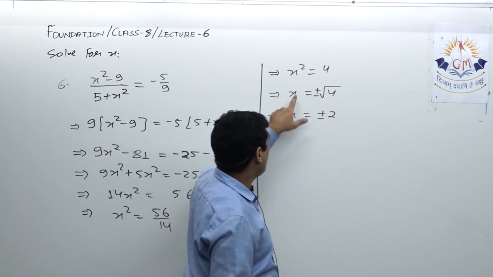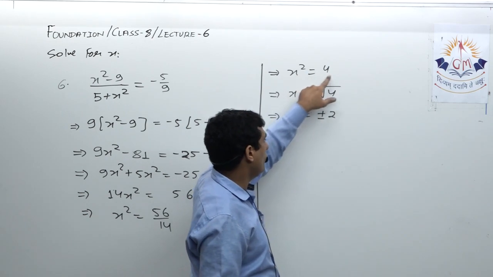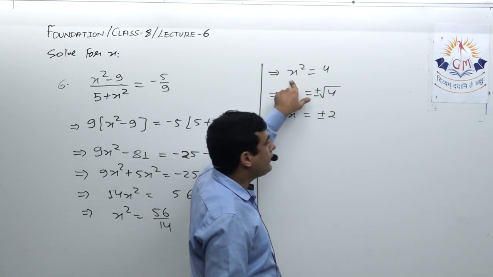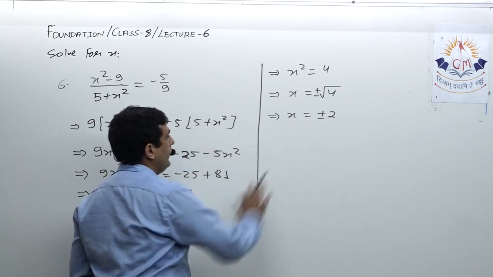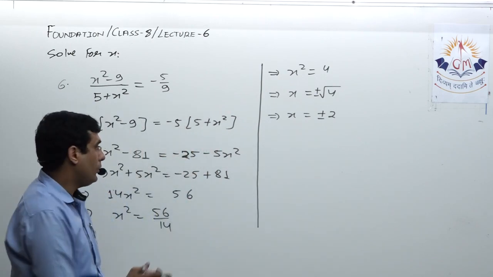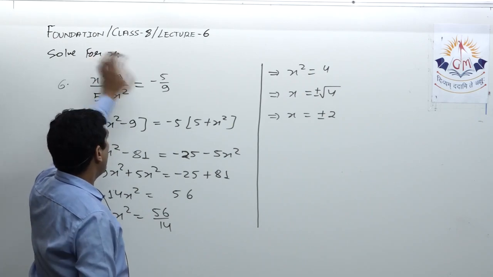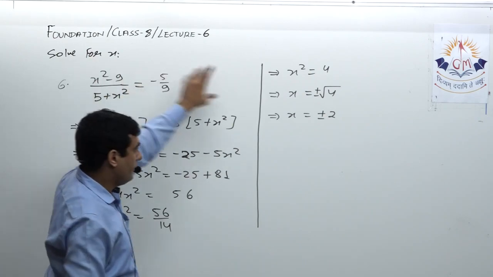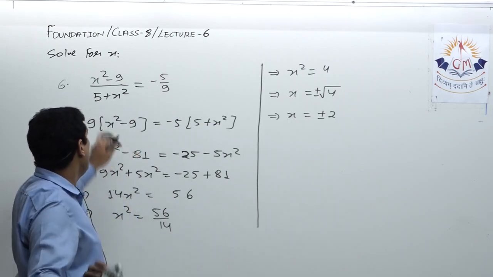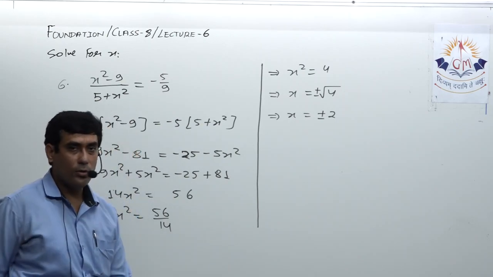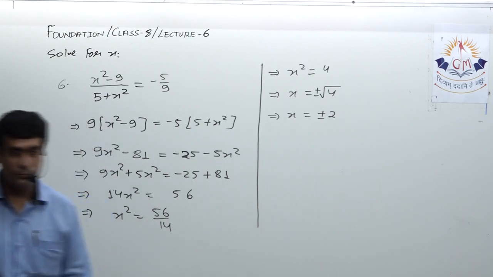Because if I put x equal to 2, then 2 square is 4, or if I put x equal to minus 2, then again it is 4. So it gives both the values, so I will take plus 2 as well as minus 2. Now for this question, we'll also verify our answer with the help of plus 2 as well as minus 2. We'll see whether these two values are satisfying this equation or not. But before that, note it down.